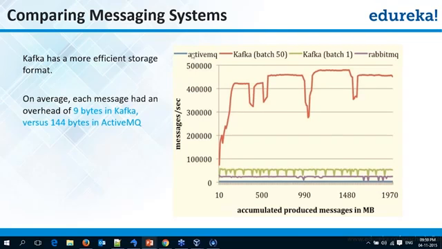Okay, so apart from that, there are some disk overheads. Kafka seems to be a little bit more efficient on the storage format. On average, it saves around 140 bytes. That seems to be very little, but when it comes to the volume of millions of messages per day or per hour, that could be a significant overhead or a significant cost factor.